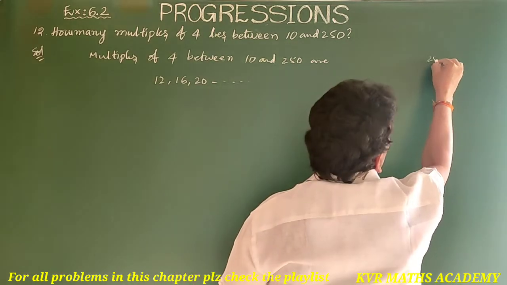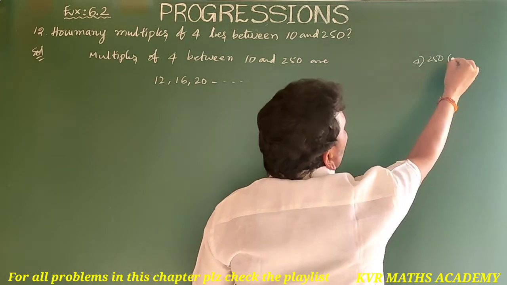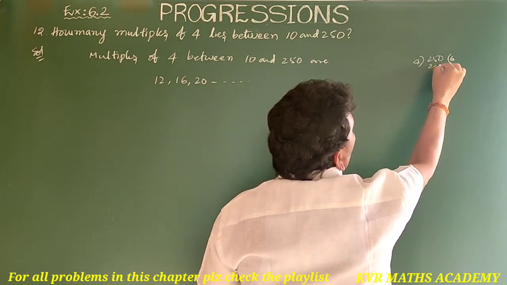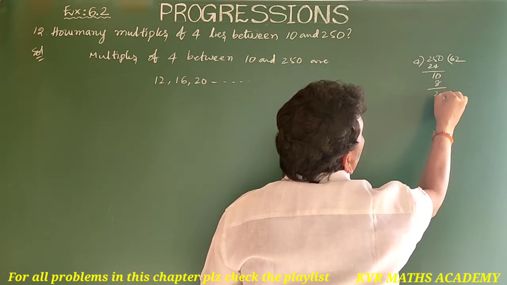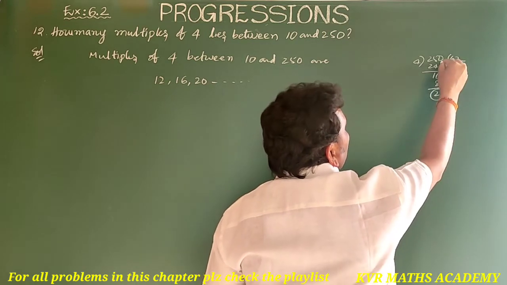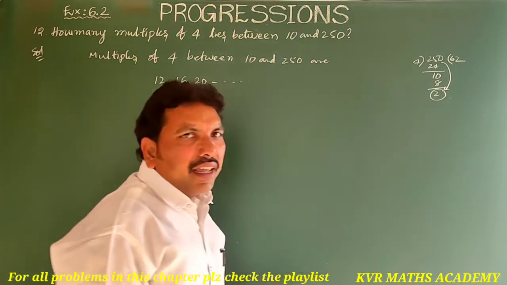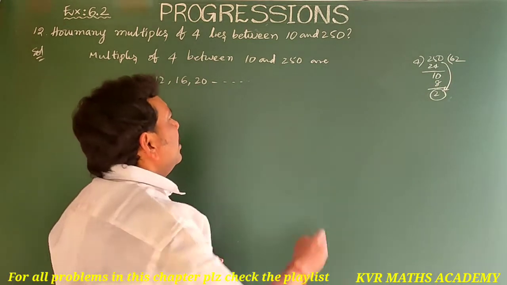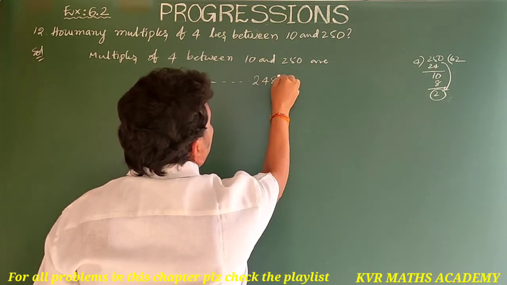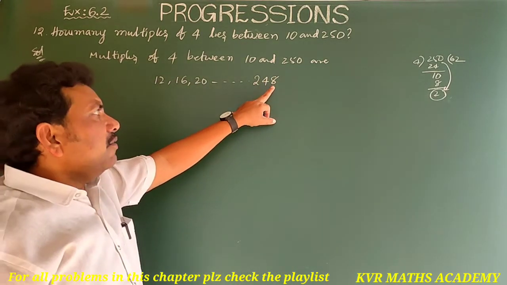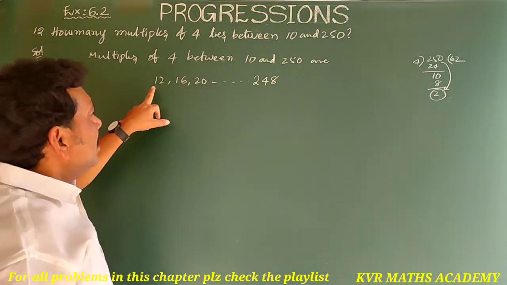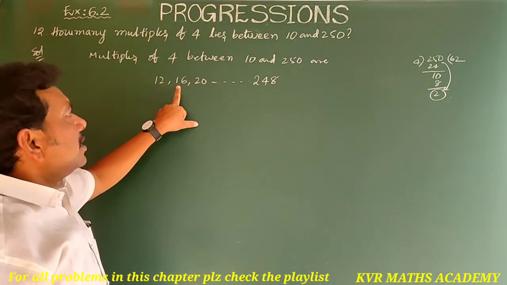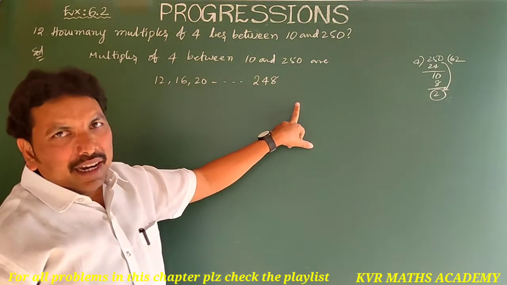Divide 250 by 4. 4 6s are 24, 1 is there, 4 2s are 8, 2 is there. 2 is the remainder, no? So subtract 2 from 250. How much? 248. Up to 248, 4 times 62 is 248, so 62 times it gets cancelled. So the sequence is 12, 16, 20 and up to 248.